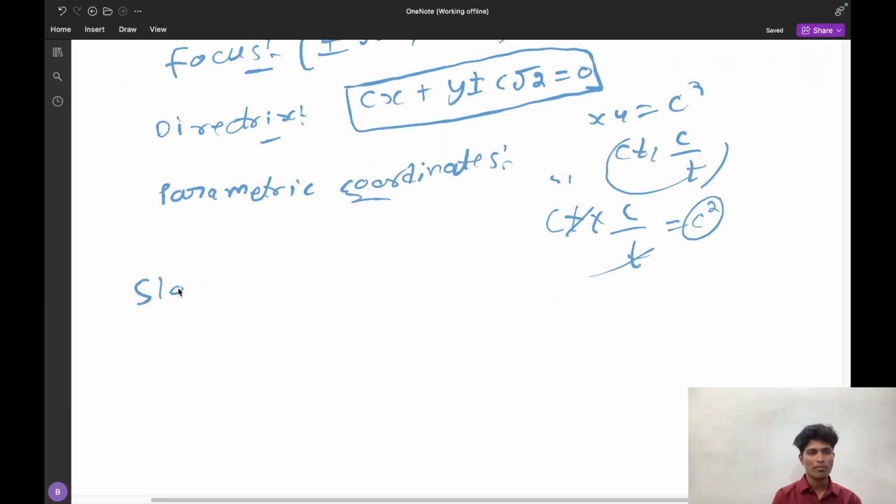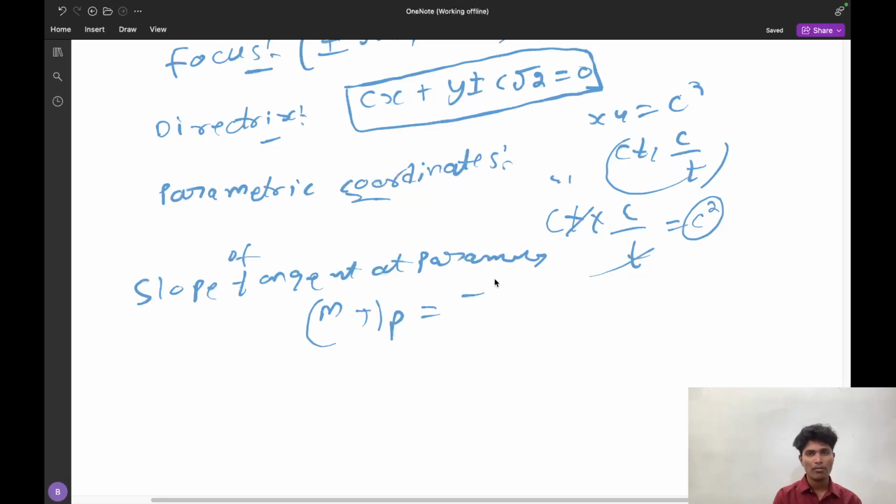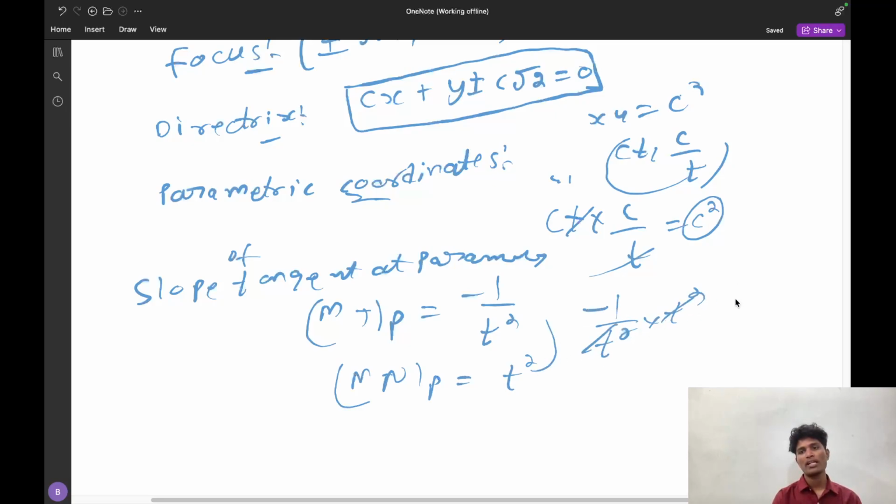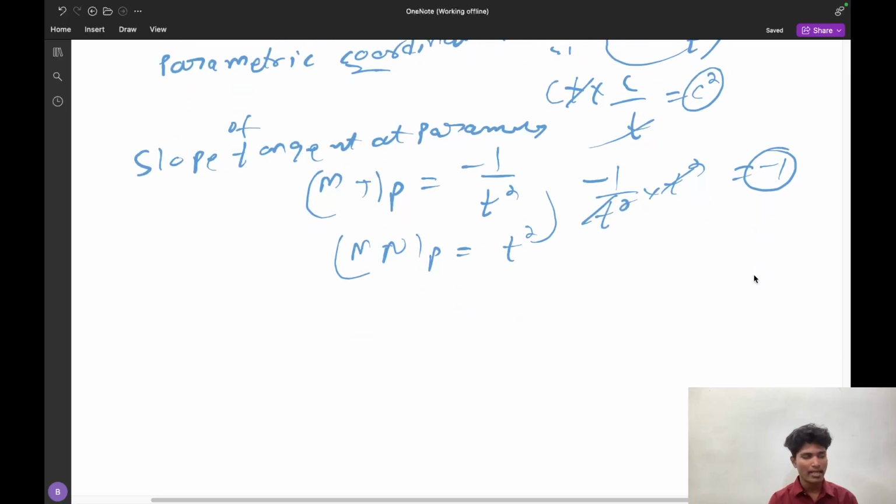And now comes the important point, that is slope of tangent at parameter t. What I can get is mt, that is slope of tangent, is equal to minus 1 by t square. And what is the slope of normal at P? It will be t square, because when these two get multiplied, you have to get minus 1. That is the reason we are taking it like this. Slope of tangent will be minus 1 by t square, and slope of normal will be t square. That's it.